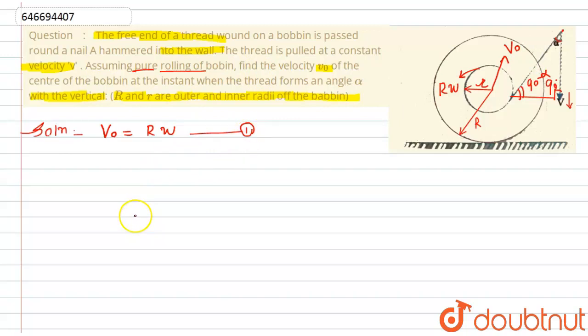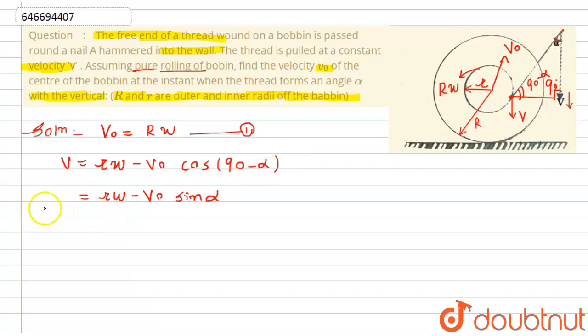Now the speed of the point in contact with the string should be v. If we suppose the speed at this point of contact to be v, it can be given by v equals R omega minus v0 cos of 90 minus alpha. So this will become R omega minus v0 times cos 90 minus alpha, which can be written as sine of alpha. This is what we got as the velocity of the point of contact. Let's suppose this is equation number 2.